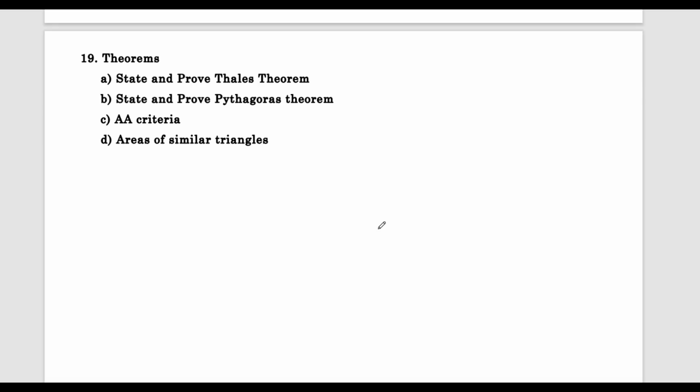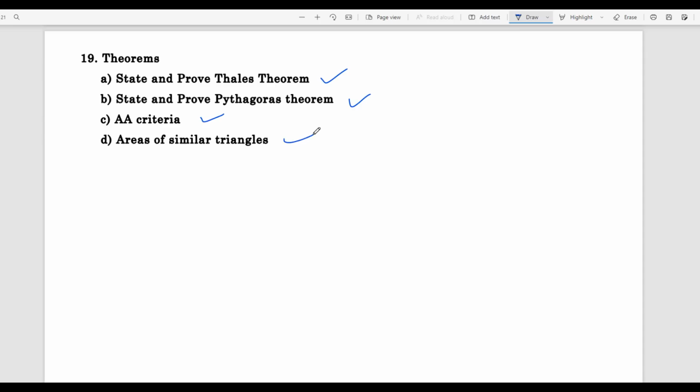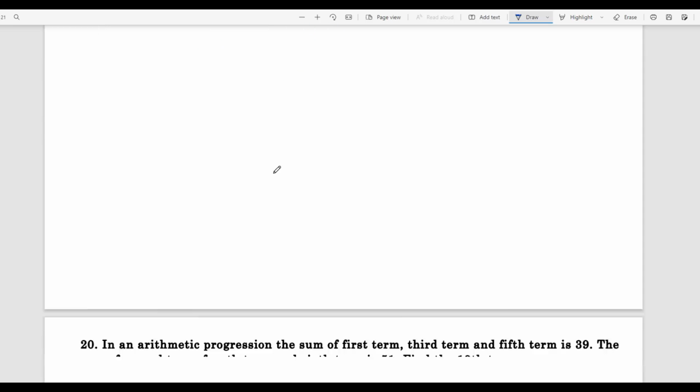From circles, we already discussed yesterday. If you need, I can explain all these theorems in detail in my future videos.